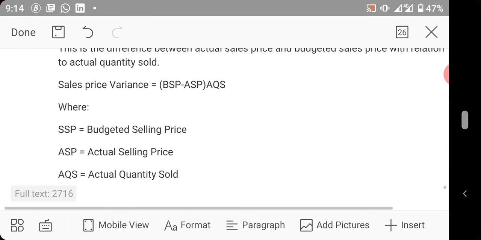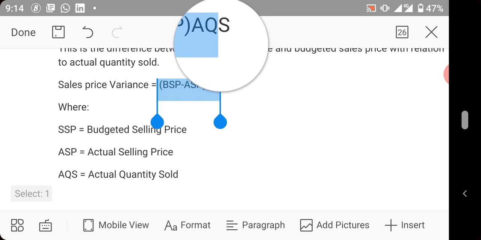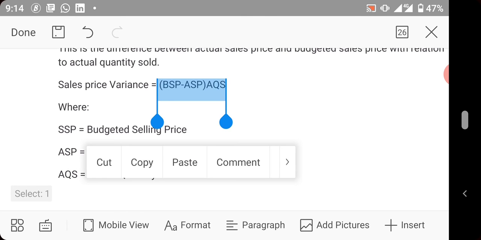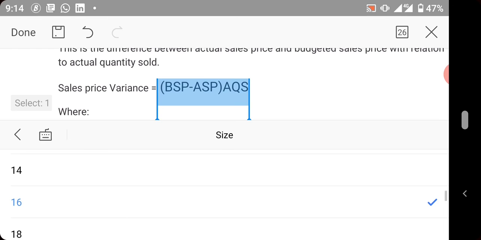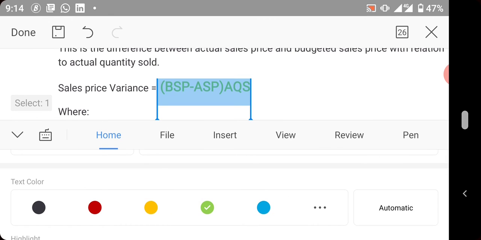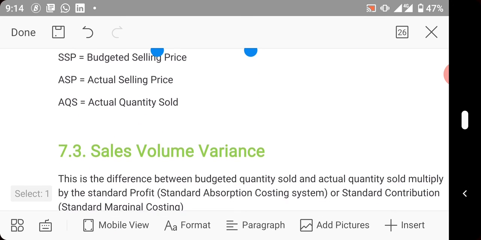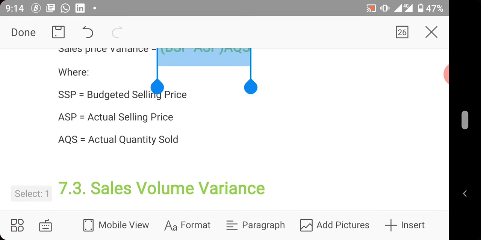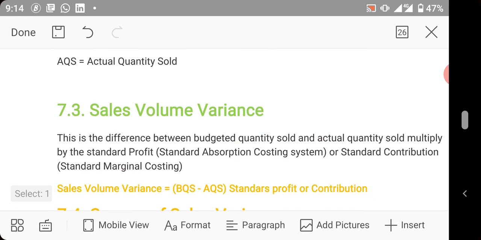Look at the formula here. The variance will be applied on actual units. So it is budgeted sales price minus actual sales price times actual quantity sold. So with this, we can now see that it is simple to calculate your sales price variance. I also gave the meaning of all those abbreviations. The notes will be made available to you, so we don't have any challenge.